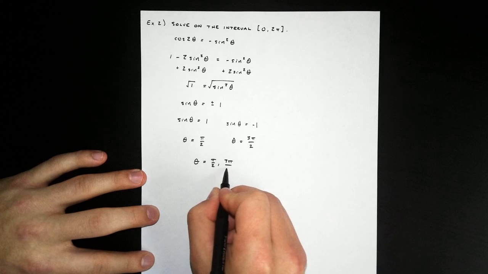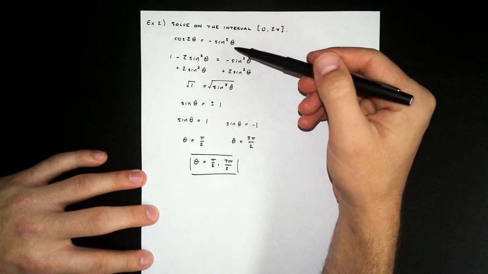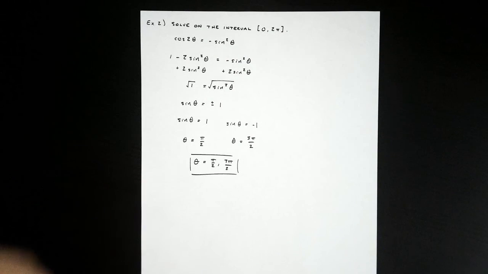So using our double angle identity, or one of them, we're able to work with our equation, get it to a point where it's all sines, and then we can finish solving like normal.